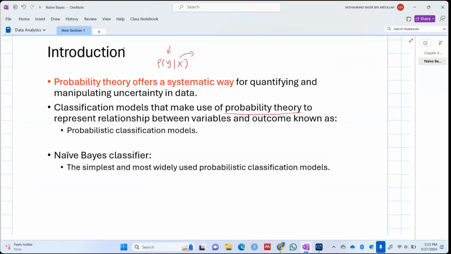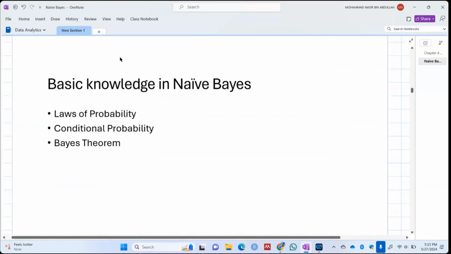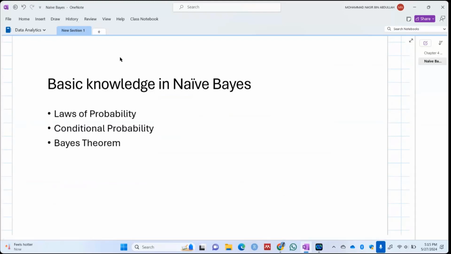Naive Bayes is the simplest and most widely used probabilistic classification model. If you still remember the probability theory: probability of X, conditional probability, Bayes theorem. We're going to apply Bayes theorem to the classifier. So the basic knowledge that we need to perform the naive Bayes classifier is the law of probability, conditional probability, and Bayes theorem.